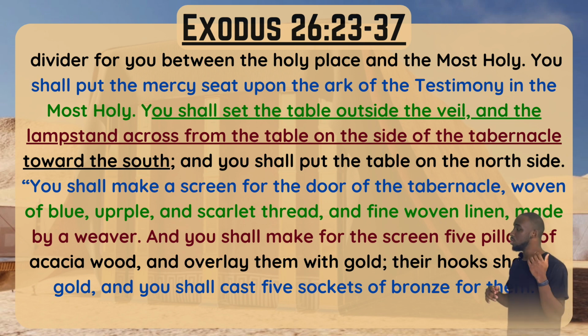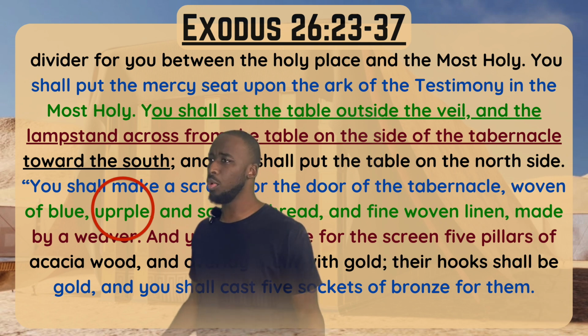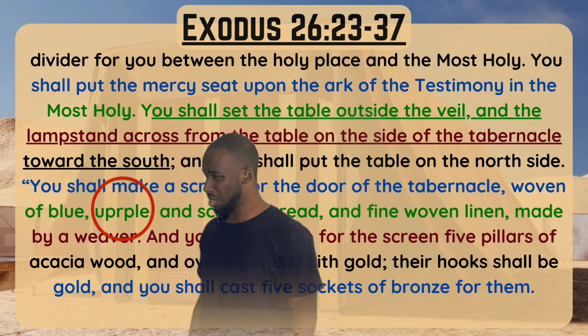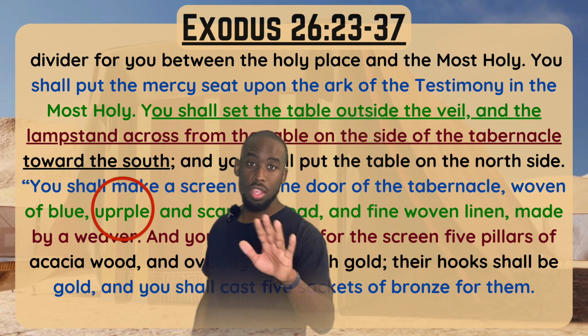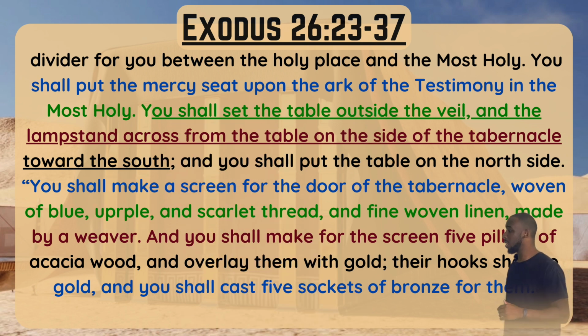Here we are in the blue. You shall make a screen for the door of the tabernacle, woven of blue, purple, and scarlet thread and fine woven linen, made by a weaver. Nobody proofreads these slides these days? Ignore it. Keep moving. And you shall make for the screen five pillars of acacia wood and overlay them with gold. And their hooks shall be gold. And you shall cast five sockets of bronze for them.